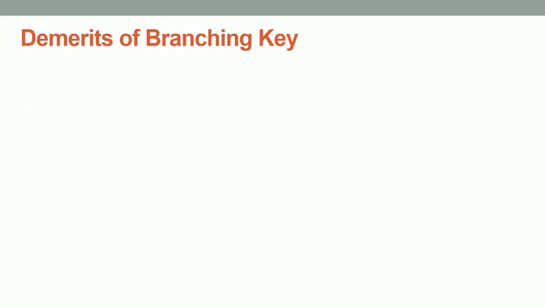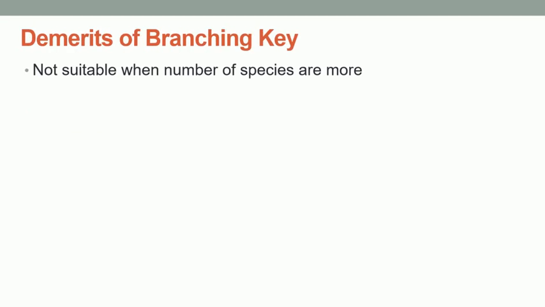Now, the demerit of the branching key is that it is not suitable when there is a large number of species. You cannot fit, say, 50 to 100 species in a single key. So this key has a limitation that it is suitable only when you have fewer species to identify. So this is all about the branching type of key.